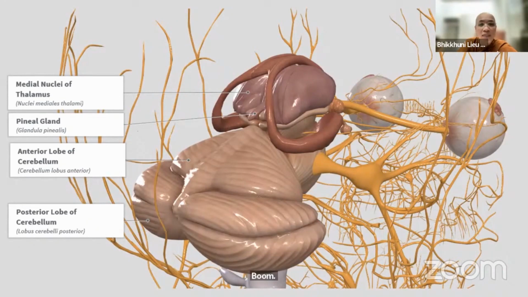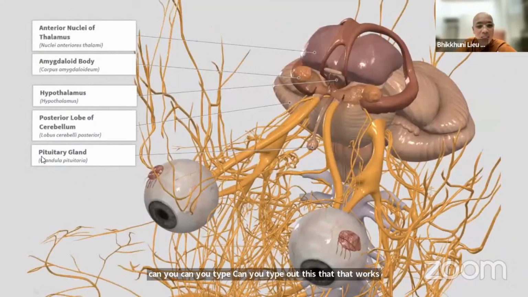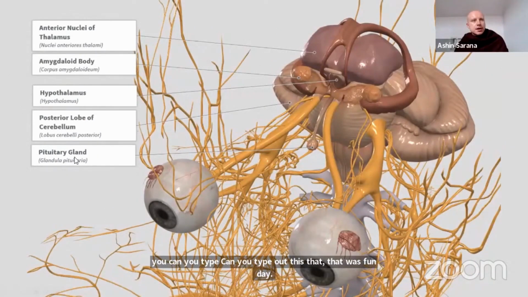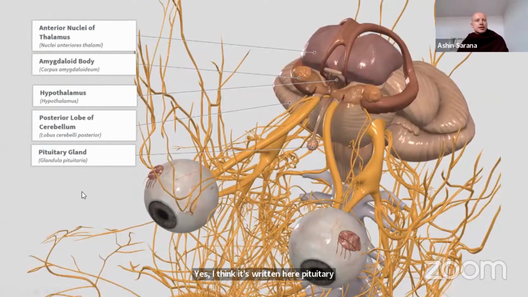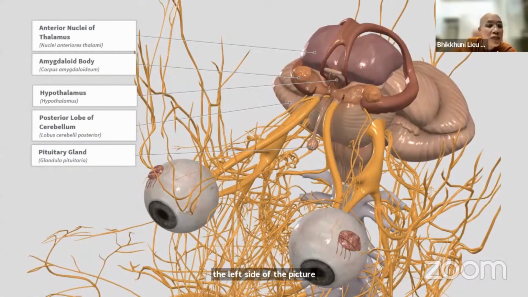I couldn't see the name of that one. Can you type out that word, Bhante? Yes, I think it's written here. Pituitary gland. It's by the left side of the picture. Pituitary. The last one. Pituitary. Yes, because I didn't know this word. Pituitary.